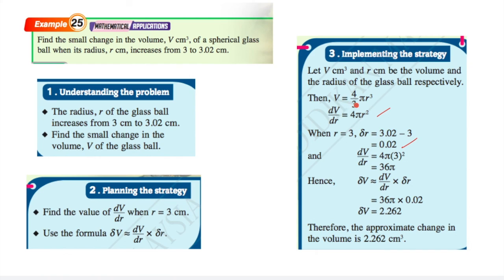dV dr equals this formula, and when r equals 3, the original, you substitute inside and you get 36 pi. So delta V equals this formula, dV dr times delta r. You substitute dV dr and delta r inside and you get delta V, which is what the question asks you to find, the small change of V. Therefore, the approximate change in the volume is 2.262 centimeter cube. Okay, finish.